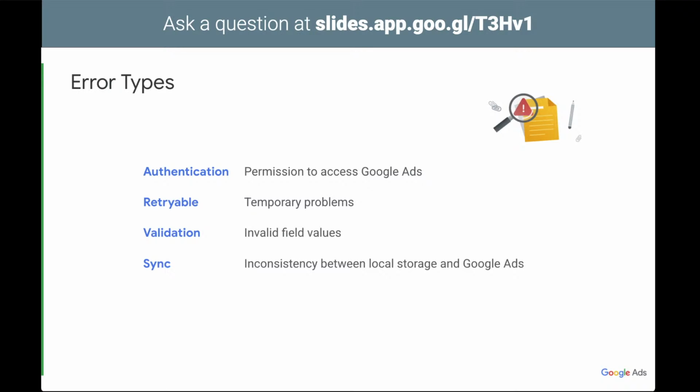In general, there are 4 types of errors that you could encounter when using Google Ads. These are authentication, retryable, validation, and sync errors. And we'll go over each of these in detail.